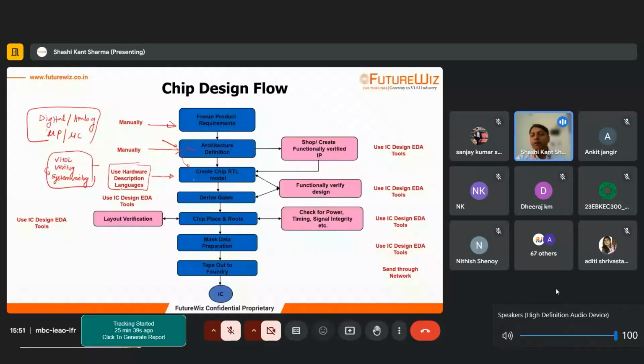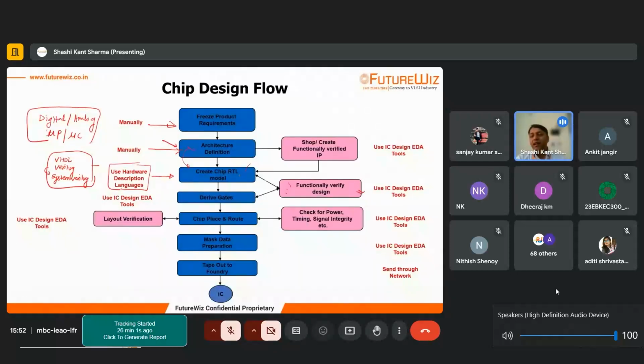In that, we have to keep in mind that my code should be synthesizable, so that I can convert this code into hardware. Parallelly, along with that, we need to verify our design, whatever code has been written. So this is an integration between the design engineer and the verification engineer. They fight with each other.